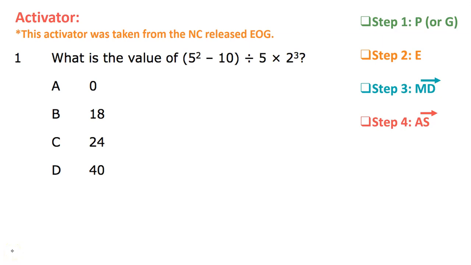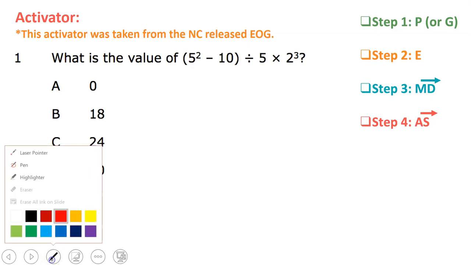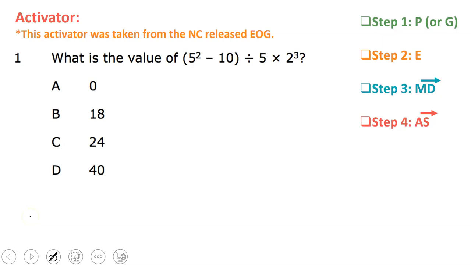Today's activator was taken from the North Carolina released end of grade test. This is an order of operations problem, and I'm going to look first for parentheses. So I see here some parentheses, and then I look inside of the parentheses because that's what I'm supposed to work on first. And I see that I have an exponent, this little tiny 2 right here, and then I also have the operation subtraction.